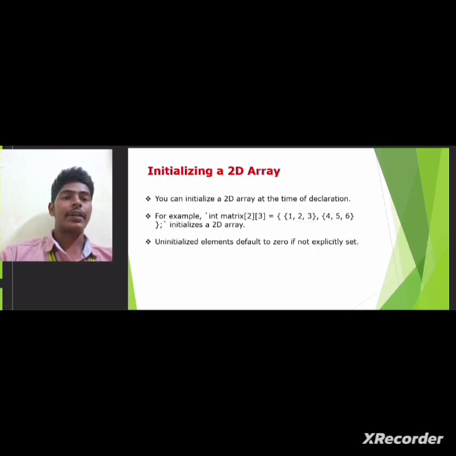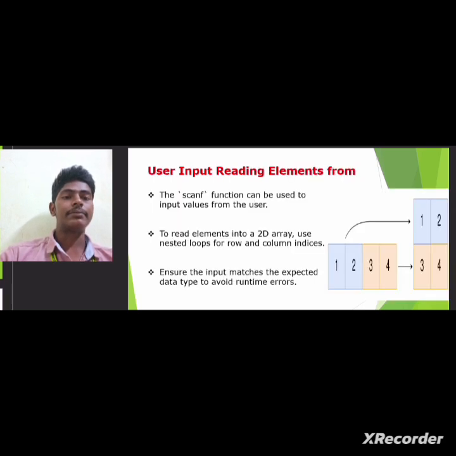Initializing a 2D array. You can initialize a 2D array at the time of declaration. For example, int matrix[2][3] = {{1, 2, 3}, {4, 5, 6}}; initializes a 2D array. Uninitialized elements default to 0 if not explicitly set.